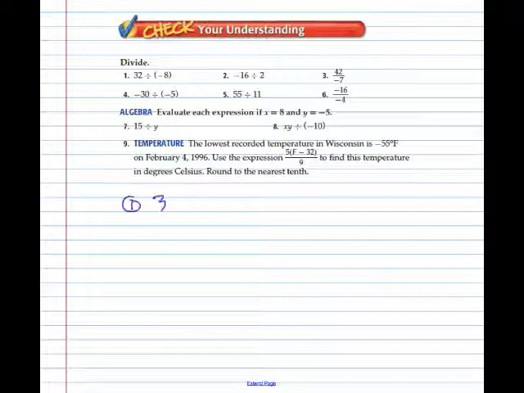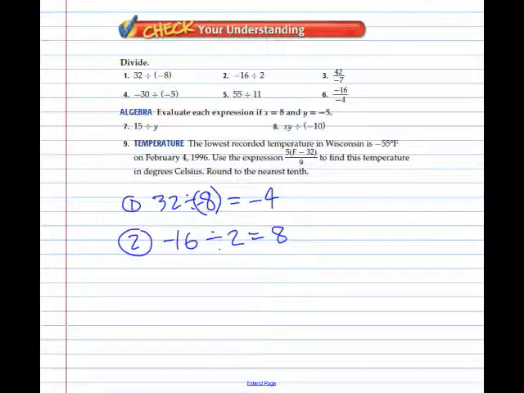Check your understanding. Number 1, 32 divided by negative 8 is negative 4. Unlike signs, negative quotient. Number 2, negative 16 divided by 2, answer is negative 8, because we have unlike signs.